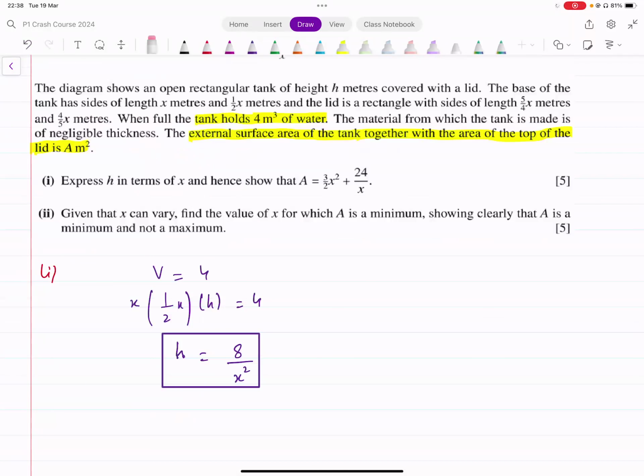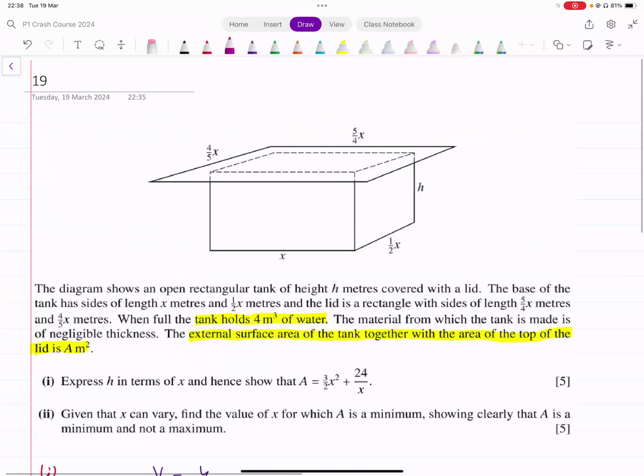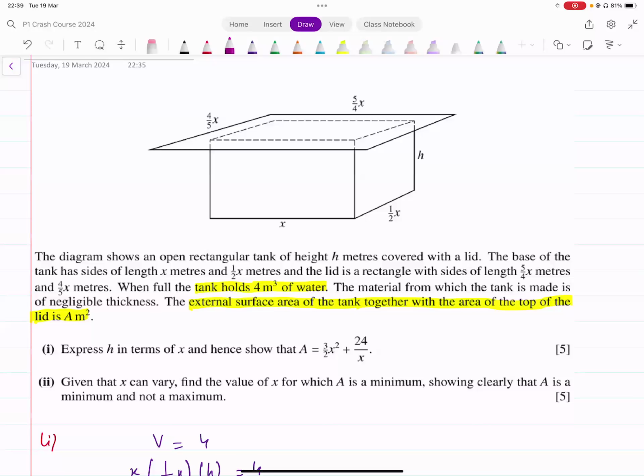Now we need to show that the external surface area of the tank with the area of the top of the lid is a meter squared. Now, what's the external surface area of this tank? Let's have a look at this diagram. How many faces do we have for this tank? We have 4 sides, right, left, front, back. Those are the faces on the sides. Then you have one face at the bottom. So there are 5 faces of the tank.